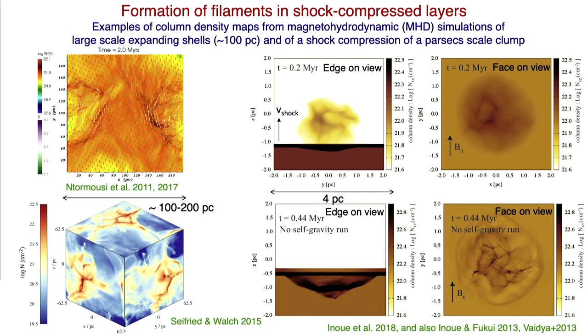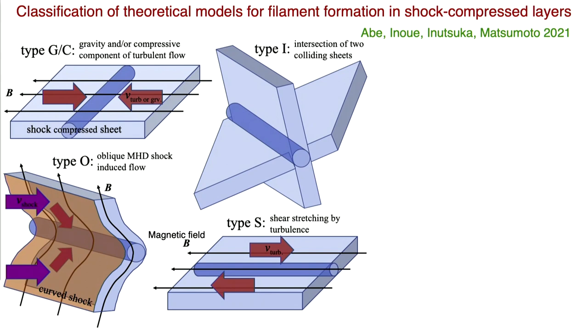You mentioned these different types of filament formation mechanisms. My question is, can these different mechanisms correspond to different evolutionary stages of filaments? For example, this type O coming first, and then after that, gravity begins to dominate, and this type G filament formation happens. Can we somehow observationally test these kinds of ideas?